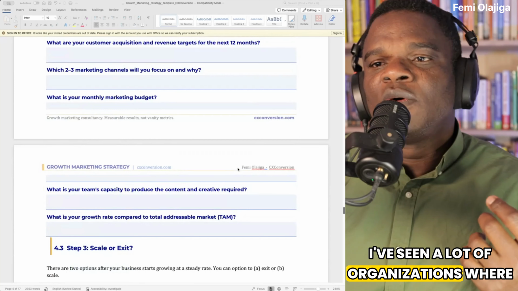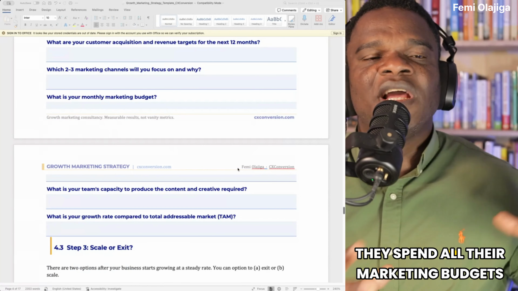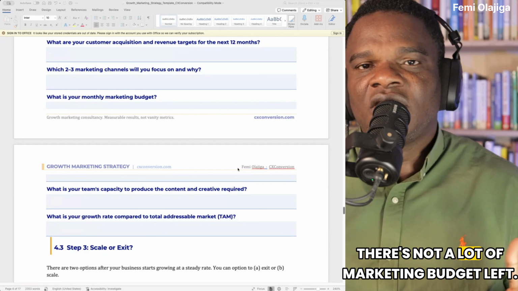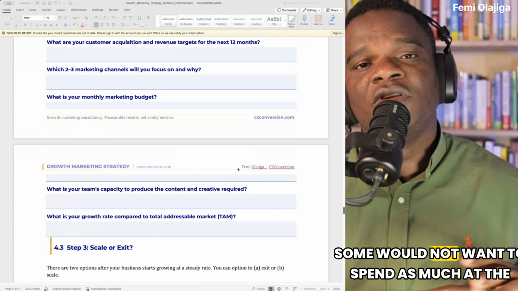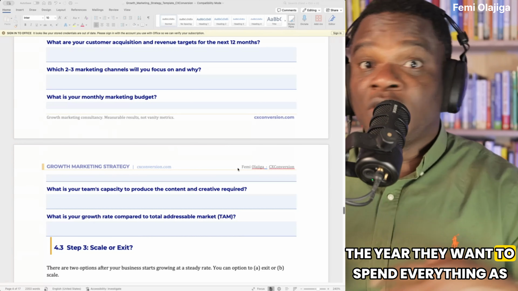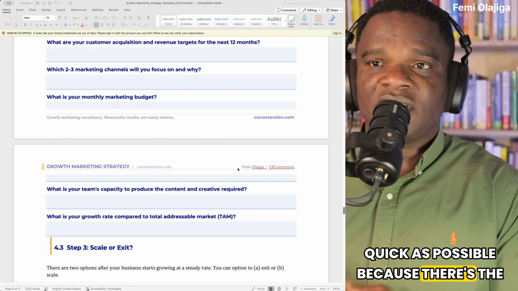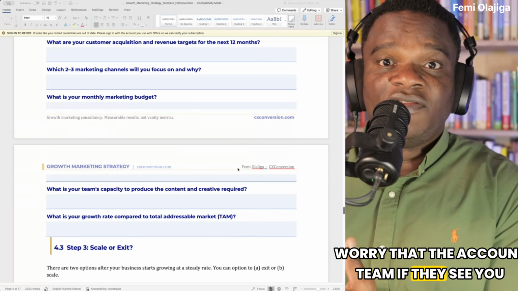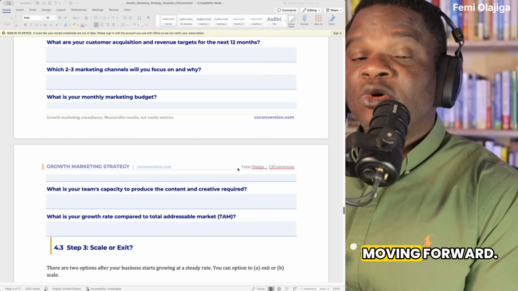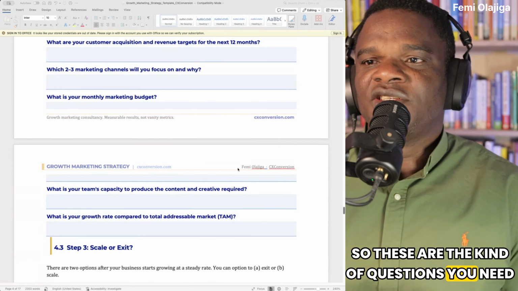I've seen a lot of organizations where they spend all their marketing budgets earlier on, and towards the end of the year, there's not a lot of marketing budget left. Some would not want to spend as much at the beginning of the year, and towards the end of the year, they want to spend everything as quick as possible because there's the worry that the account team, if they see you didn't spend the marketing budget, they might reduce your marketing budget moving forward. So these are the kind of questions you need to ask yourself.